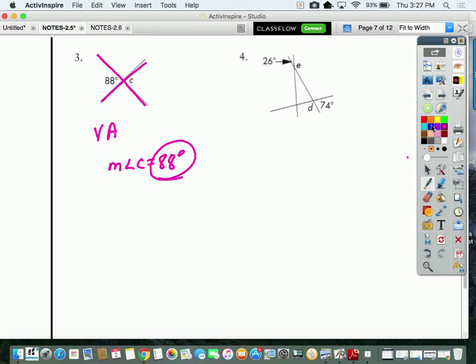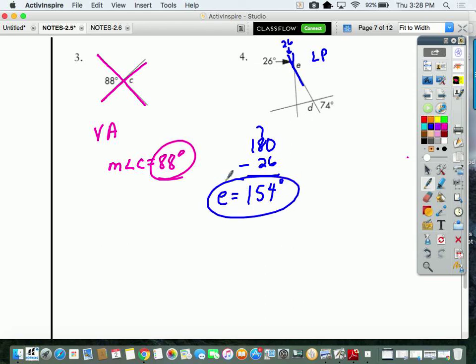So we first of all start up here at E. If I look at this line, that's a straight line. This angle right there is supposed to be the 26. That's right up there, that little one. So then that's a linear pair. So I first start by taking 180 and I subtract 26. So that's 154 degrees. So E would equal 154 degrees.